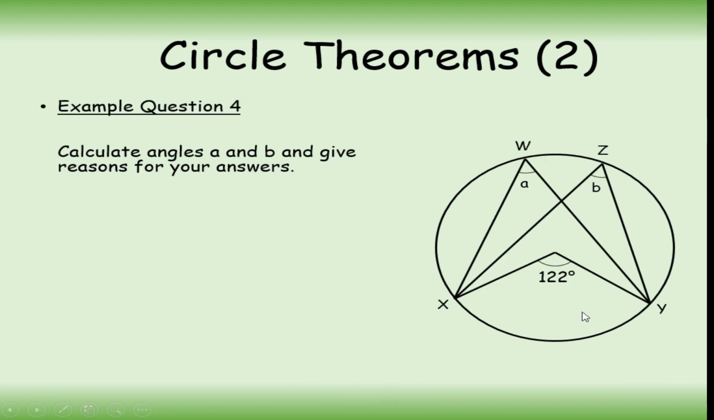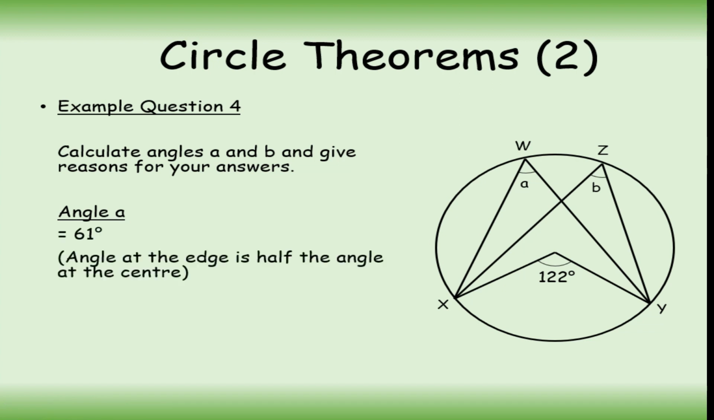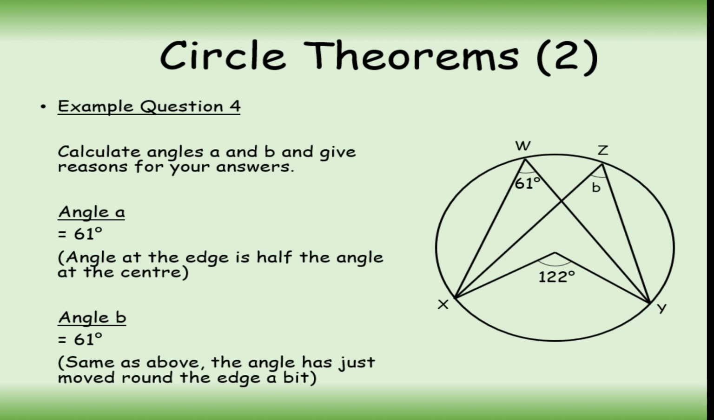Now it says that this angle here is twice a. So to get a, I divide this 122 by 2. But we know this angle and this angle must be the same, because they are all subtended at the circumference from the same chord. So a is 61. The angle at the edge is half the angle at the center. Now b is also 61, because, same as above, the angle has just moved to the right edge, a bit smaller, so it's the same thing.